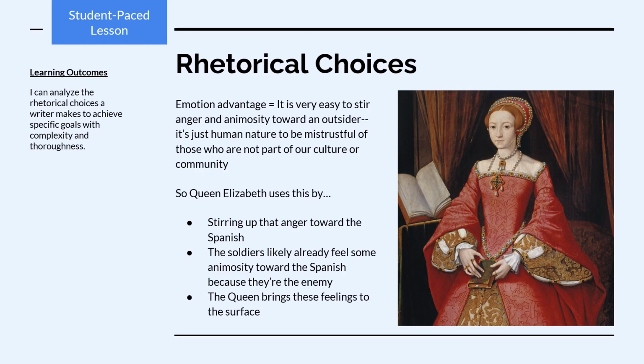It's just human nature for us to be mistrustful of those who are not part of our culture and community and who are perceived or who are literally attacking that culture or community. So Elizabeth draws on this by stirring up that anger toward the Spanish. The soldiers already likely feel that animosity, or else they wouldn't be out here. They would have deserted a long time ago. The queen just reminds them of that animosity and brings it to the surface.